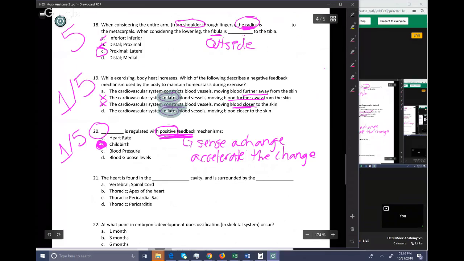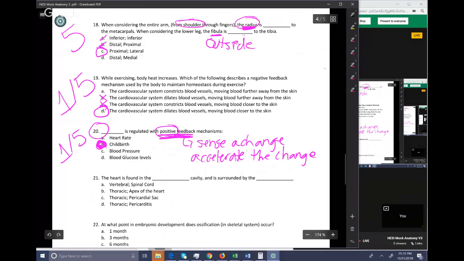So that gets rid of the 2 answers that, regardless of what our body's actually trying to achieve, you have an incorrect matching of mechanisms between the two parts of the answer. So I have B and C out because you cannot dilate and have blood move further from the skin, and you cannot constrict and have blood move closer to the skin. Now that leaves me with, if I'm hot and I'm trying to cool off, which of these two things do I do, constrict or dilate?